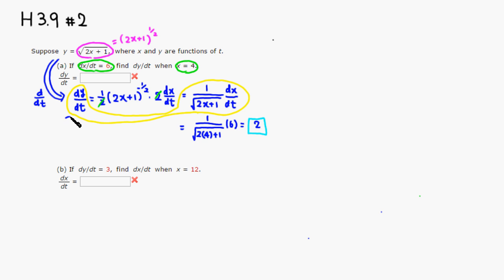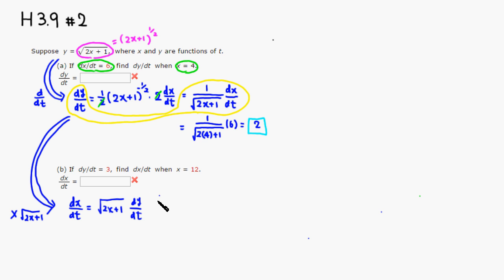What we're going to do for part B is solve for dx over dt. We can just multiply by the square root of 2x plus 1, so that way we can cancel that out and dx over dt is by itself. So I'm going to write that first: dx over dt, flipping the right-hand side and left-hand side. We just have to multiply by the square root of 2x plus 1, and dy over dt was already there.